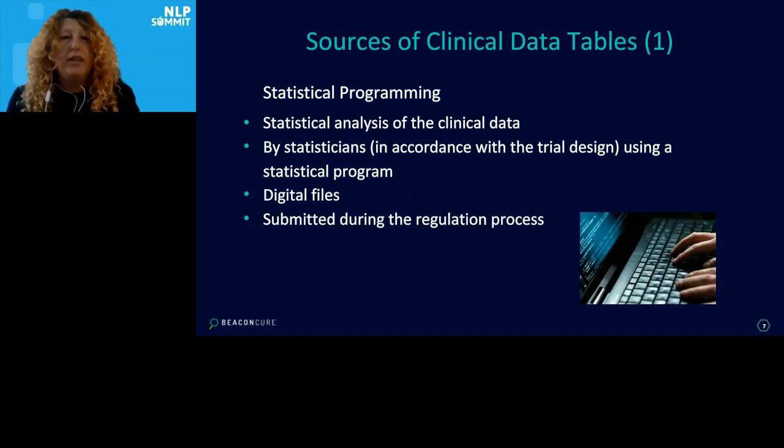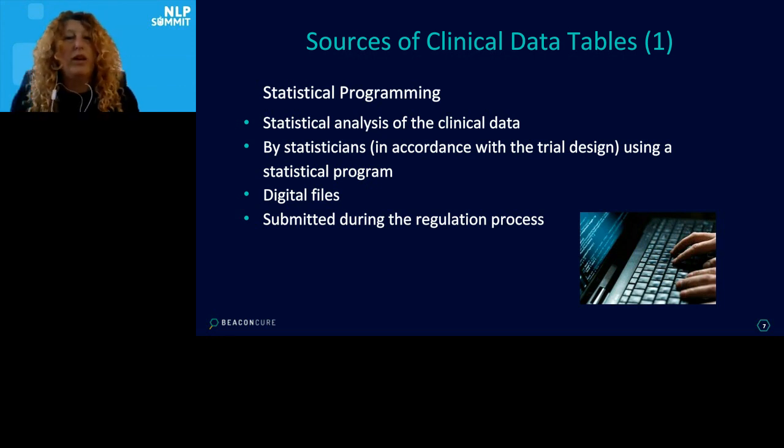The sources of the data, where it comes from. So actually we are focusing on two types of data. The first type is statistical programming. The data is produced by professional people who are doing analysis and using statistical programming, like SAS, which is the common program in the market. This program produces digital files. These files are used during the regulation submission and are submitted, for example, to the FDA.